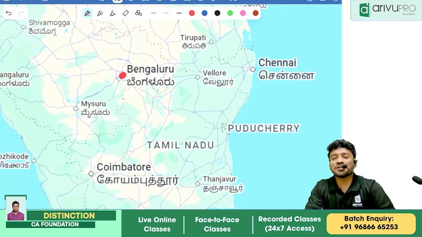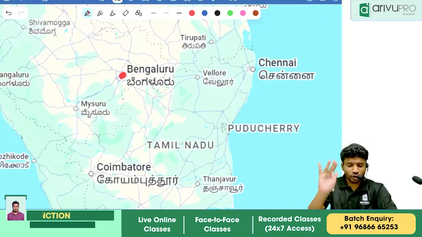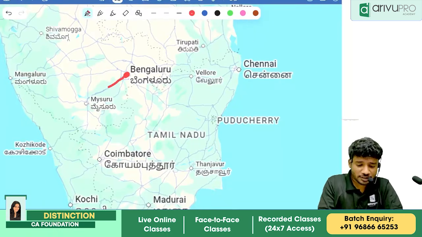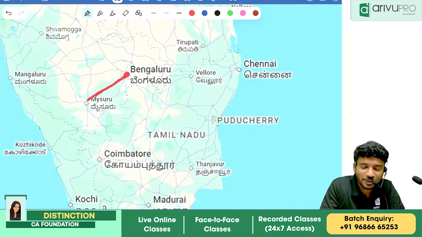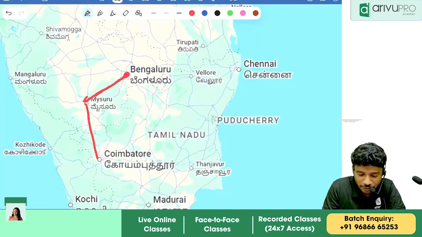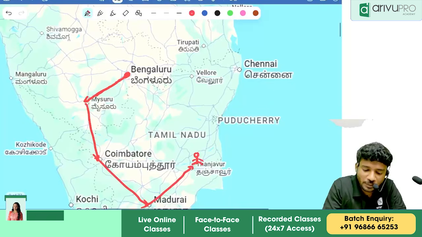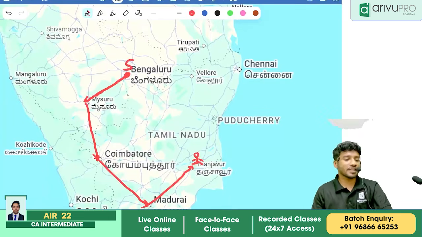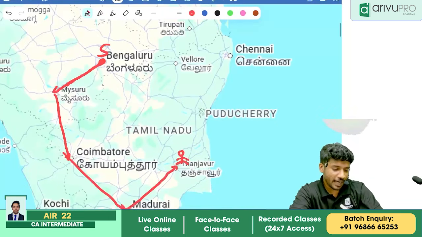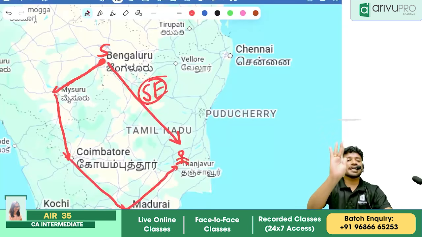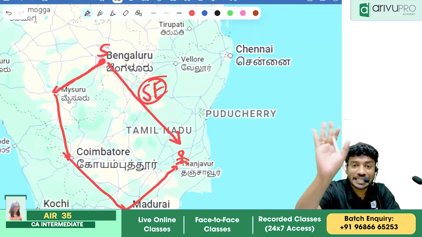Bengaluru is there. Then, I want to go to Tanjavur. I'll sing the song and go. First, I will go to Mysore. Then I will go to Coimbatore. Then I will go to Madurai. Then I will go to Tanjavur. Finally, I am over here in Tanjavur. Which was my starting point? Bengaluru was my starting point. With respect to Bengaluru, I am in which direction? South east direction. That is called the direction of the final point with respect to the initial point.